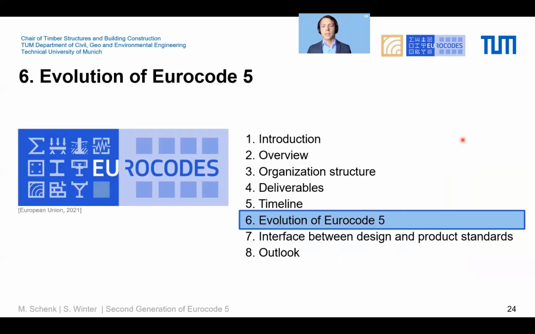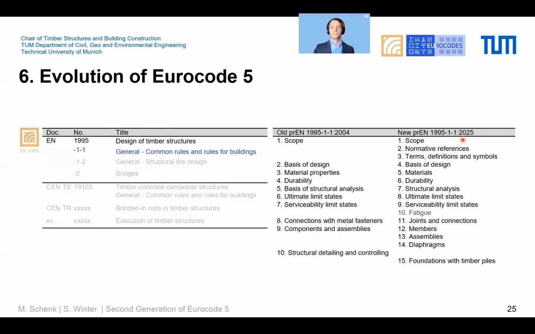Now let's see what we can expect from the second generation that will be available from 2025 on. In general, and in comparison to the first generation, the numbering of the documents has slightly changed. Clause 2 normative references and Clause 3 terms, definitions and symbols are newly implemented. Not yet in the conference paper, but a brand new chapter is Clause 10 on fatigue.